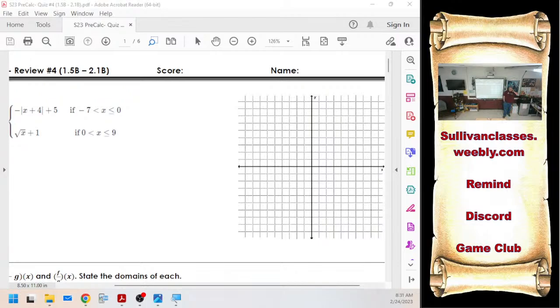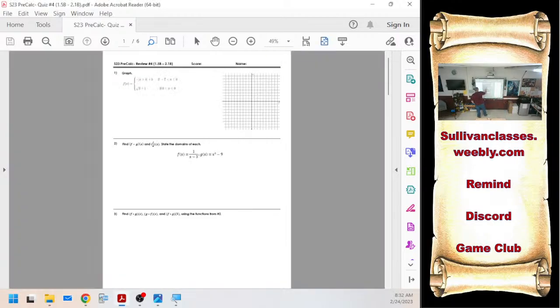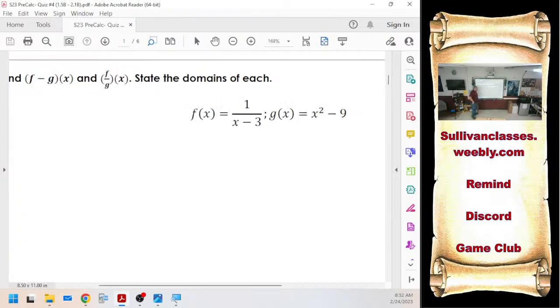Don't assume that they're going to connect. Don't assume that because the first rule went to -1, the second rule is going to start at -1. Sometimes there's a gap between them. It won't start until +1. Okay, so just pay real close attention to the domains of them.